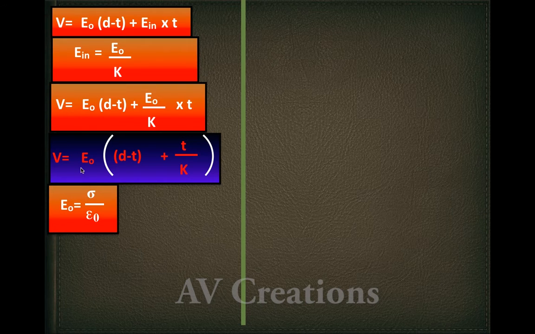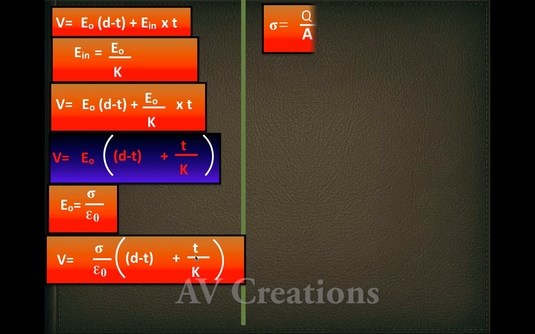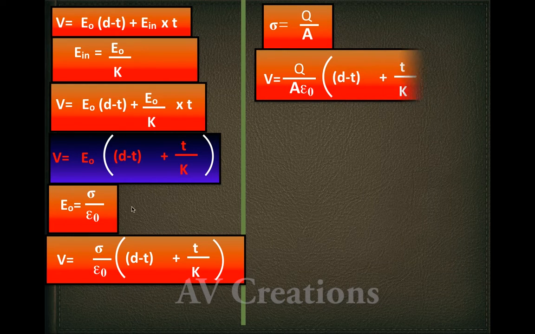Now what is the equation for EO, the external electric field because of the parallel plate? It is sigma upon epsilon 0. So we substitute this value here: V is equal to sigma upon epsilon 0 into D minus T plus T by K. Sigma is the surface charge density, so the equation is Q upon A. Substituting that, V is equal to Q by A epsilon 0 into D minus T plus T by K.